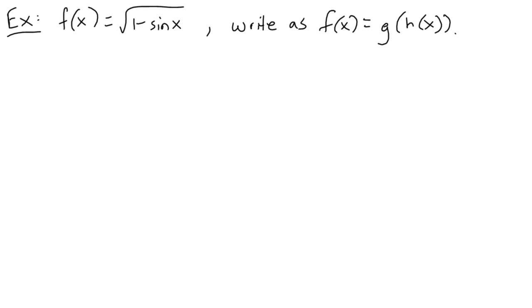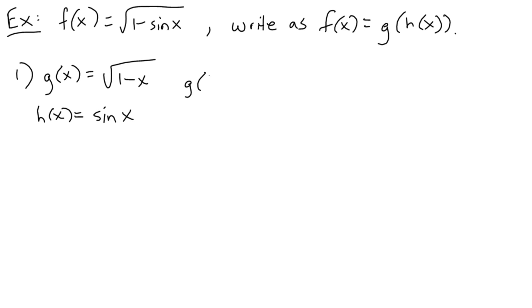Now, there is more than one way to do this, right? We could say that g of x is, oh, I don't know, square root of 1 minus x, and then h of x is sine x. So g of h of x would be, well, square root of 1 minus is what g does. Right, that's g. And then when I put h in for x, I get 1 minus sine x. So fine. But the problem is I don't know how to differentiate g.